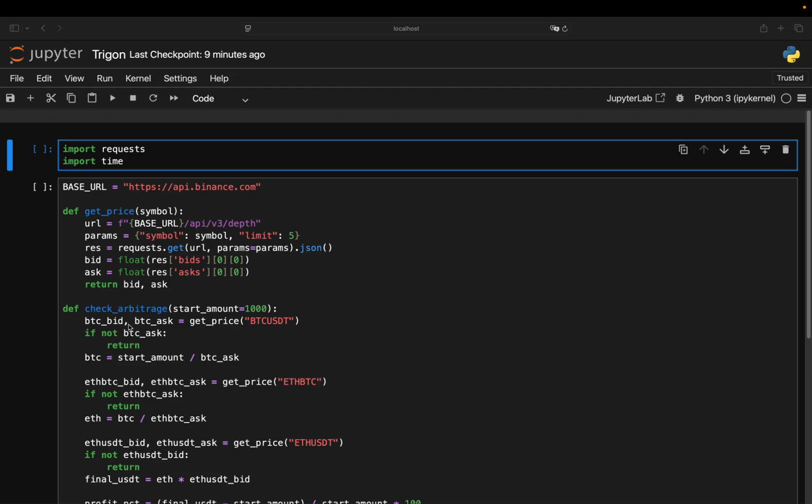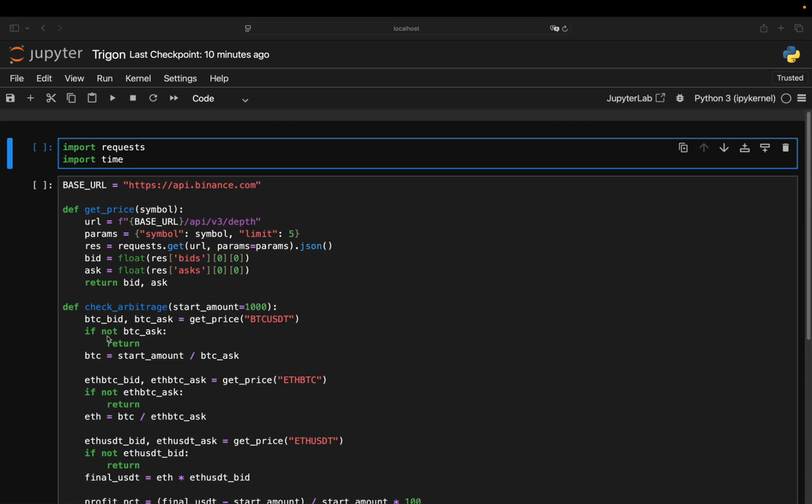And since we're buying, we use the ask price, the lowest price someone is willing to sell Bitcoin for. And we divide our USDT amount, so in our example 1K, by the ask price to simulate how much Bitcoin we would receive. If the ask price is missing, we just exit the function early.